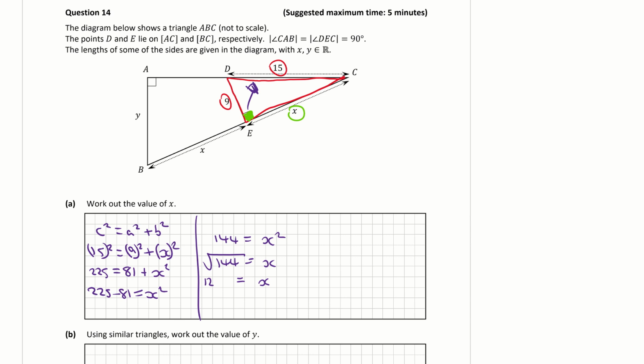Is it in centimeters or anything? It's not. So we could just say 12 units. Okay, so that's x found. It's 12.